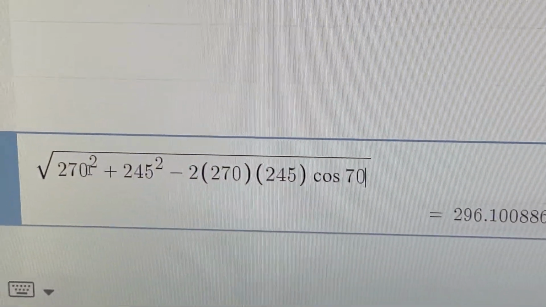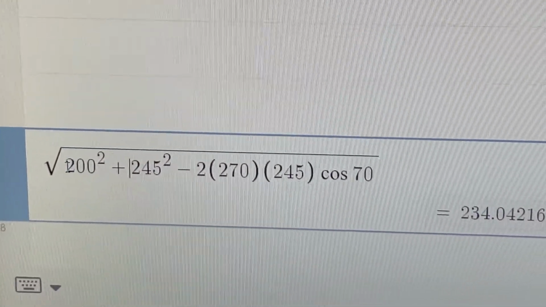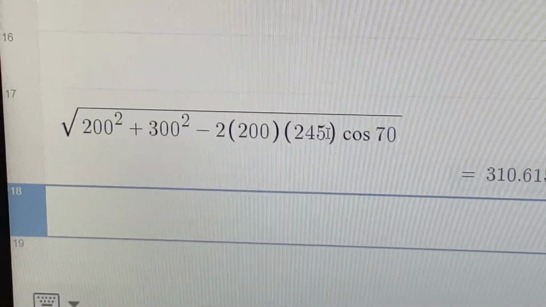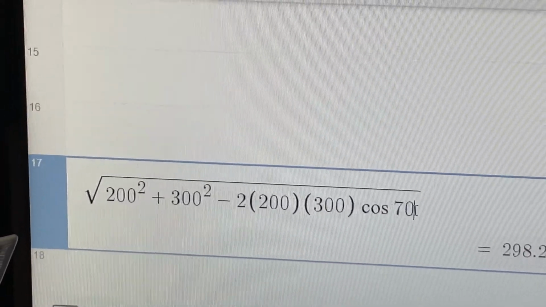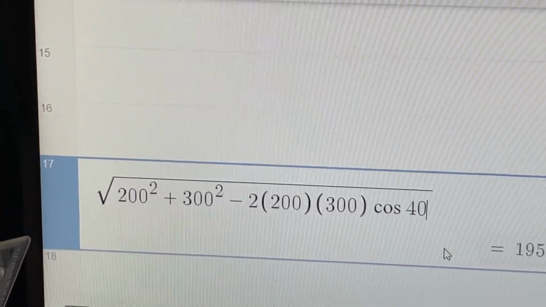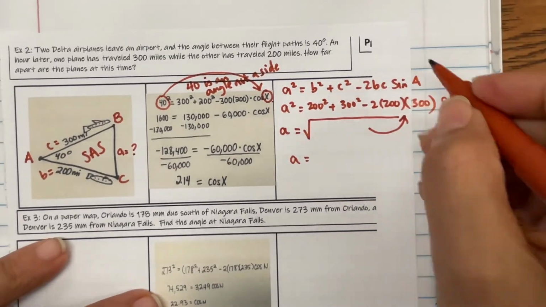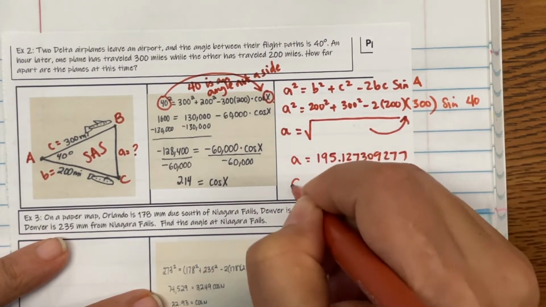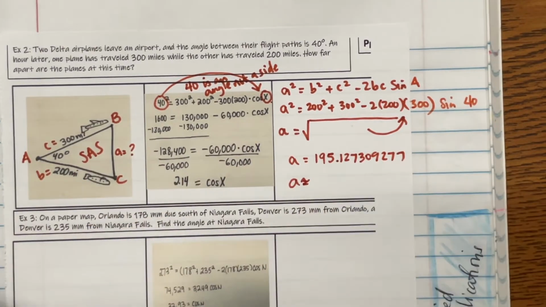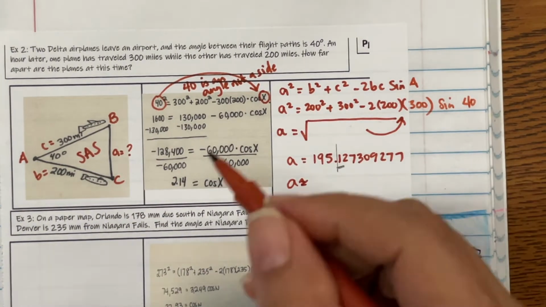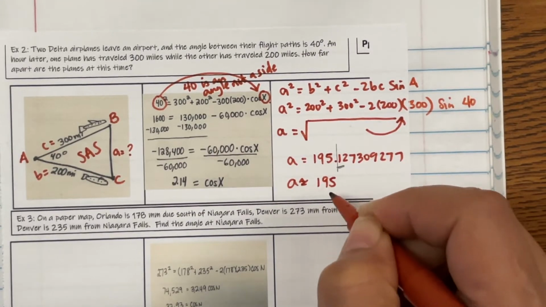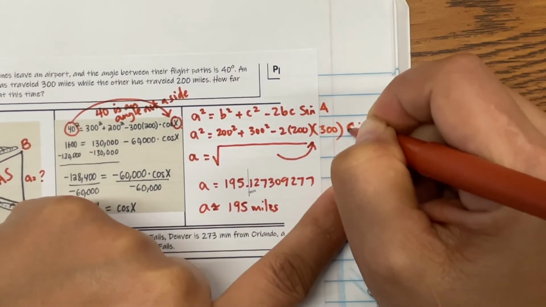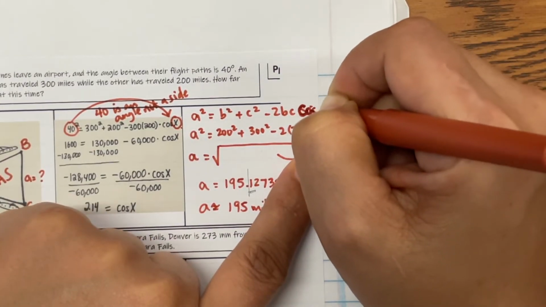So we're going to just go into the calculator for our last example and change numbers. The first one is 200, second one is 300, then 2 times 200, then 2 times 300, cosine of 40. And that's approximately 195.127. So round to the nearest whole number because they don't have any decimals. You cut off at the decimal. That 1 isn't going to change anything. So a is approximately 195, and the units are meters. Go ahead and give the other two examples a try, and then, of course, we'll go over it in class.